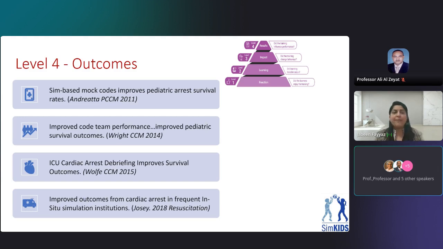The other benefit of team training in situ is that you can achieve level 4 Kirkpatrick outcomes. There are many, many studies, and they are not recent. They are almost 10 to 12 years old, showing that simulation-based mock codes in the actual environment improve patient cardiac arrest survival, improve core team performance like communication, leadership, speaking up, ICU cardiac arrest debriefing improves survival outcomes, and there are improved outcomes from cardiac arrest in frequent in situ institutions as well.